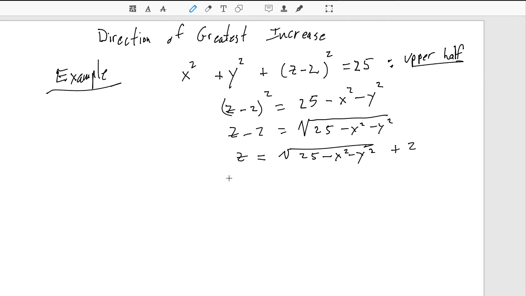And then to write it in the correct form, I need f of x y, and then I can find the gradient of that. To make sure I can find the gradient easily, I'm going to put this into exponential form, not radical form. So this would be to the 1/2, and then plus 2. That'll make it a little easier.